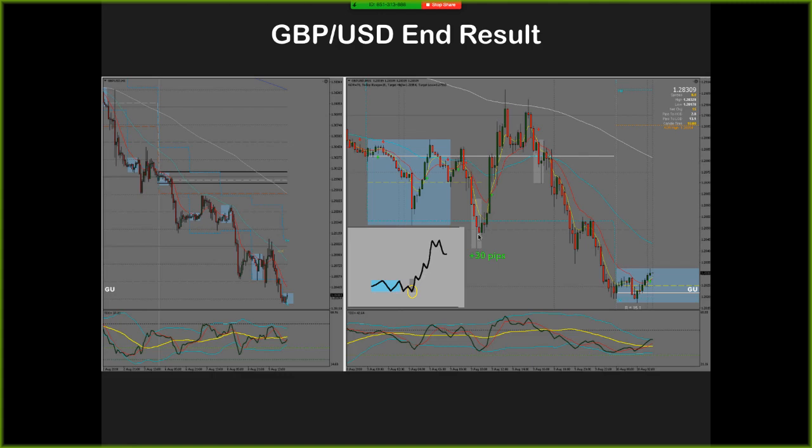So once again, if you're going for 25, 30 pip targets, you're going to be hitting your targets a lot more, right? And sometimes it's better to hit 25, 30 pips on a few different setups rather than trying to hit the home run and trying to get 50 pips or more.